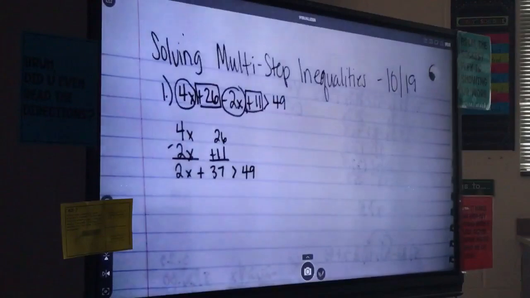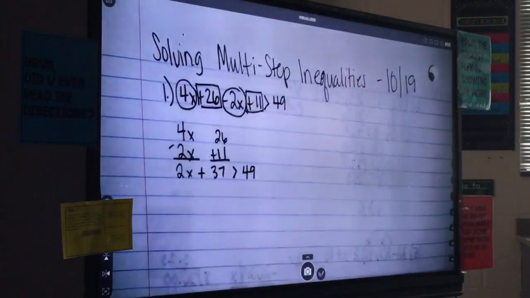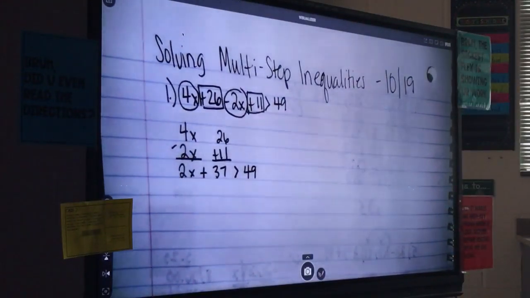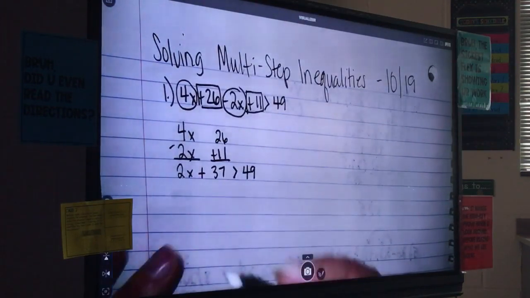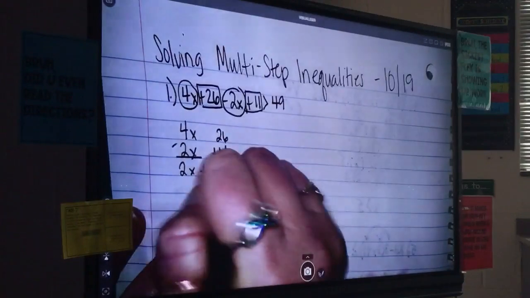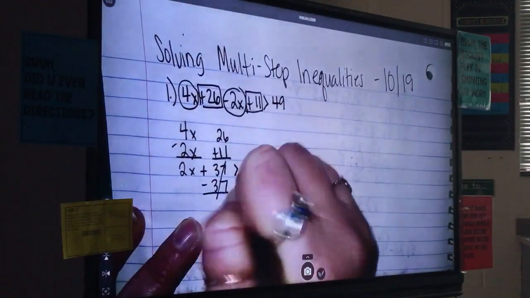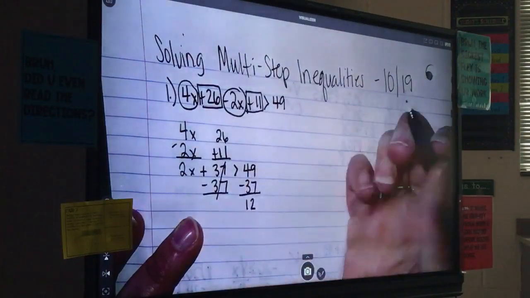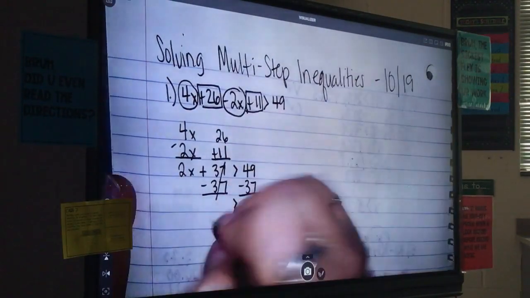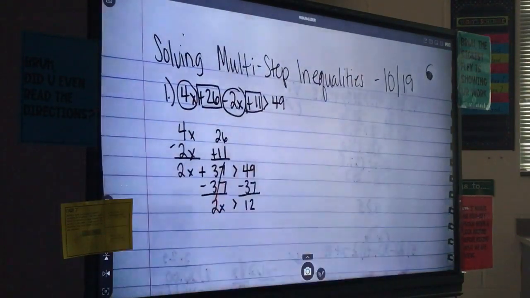From here, what do we do? What's technically step number 3 in our steps to solve? Jeffrey. Subtract 37 from both sides. Yes. So we're going to subtract 37 from both sides. That gives me 12. I'm going to bring down my inequality. I'm going to bring down my 2x.